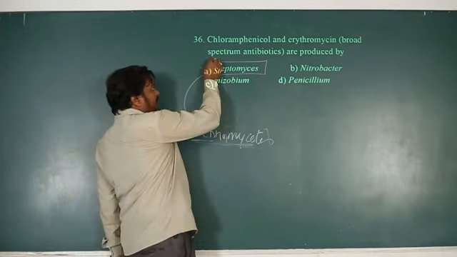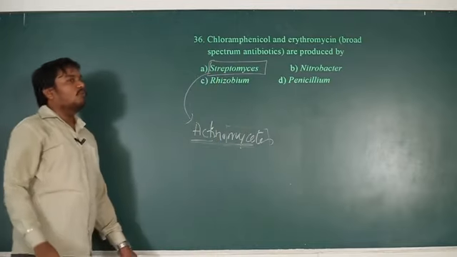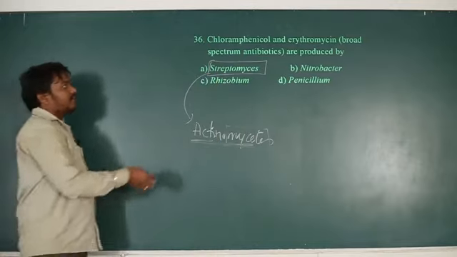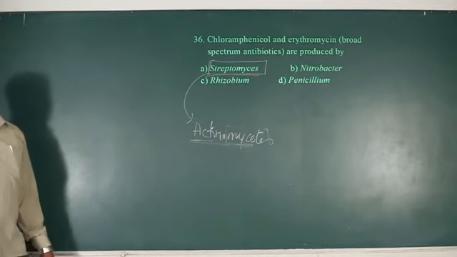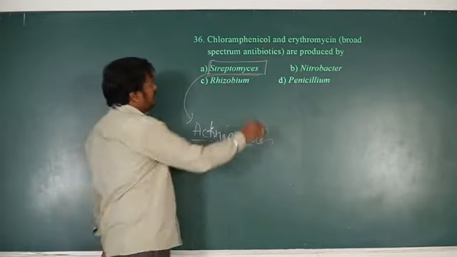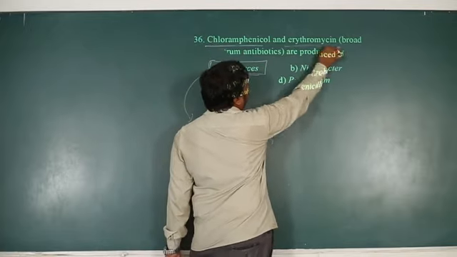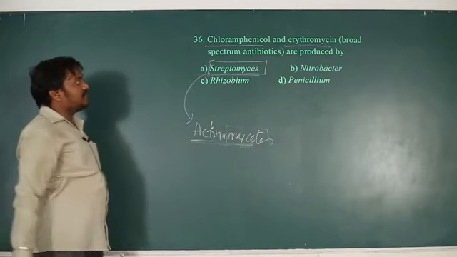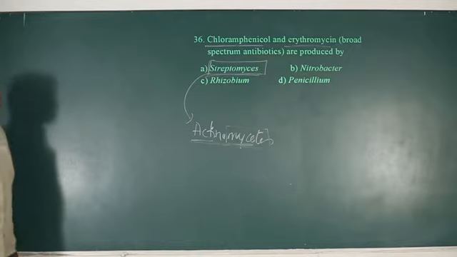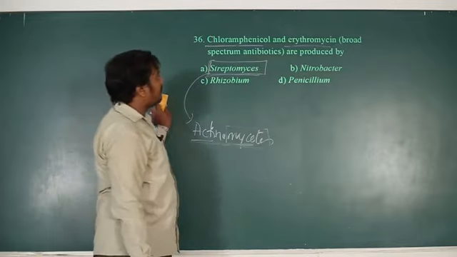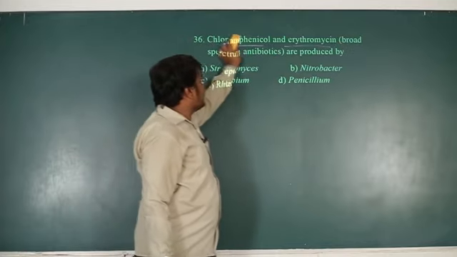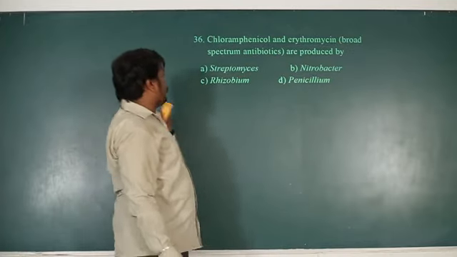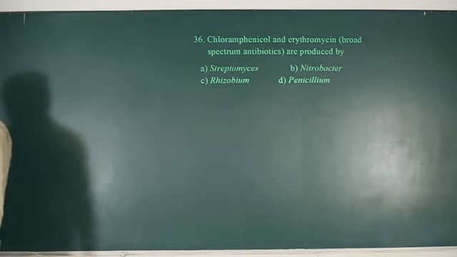Most of the antibiotics we use presently are isolated from Streptomyces species. These Streptomyces have the ability to kill bacteria. For example, chloramphenicol and erythromycin are antibiotics isolated from Streptomyces species. Nitrobacter is for nitrogen fixation, Penicillium gives penicillin G, and Rhizobium is for nitrogen fixation.